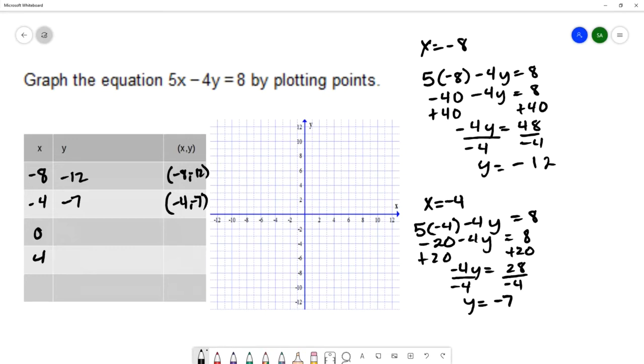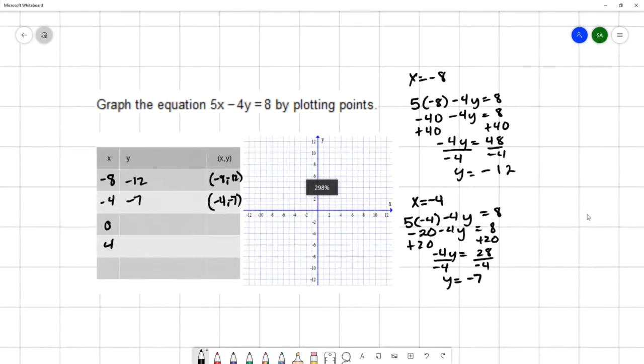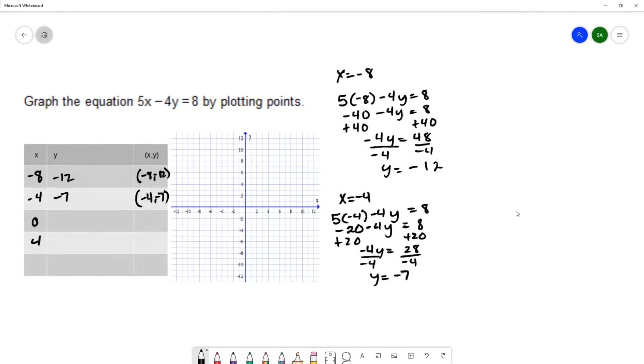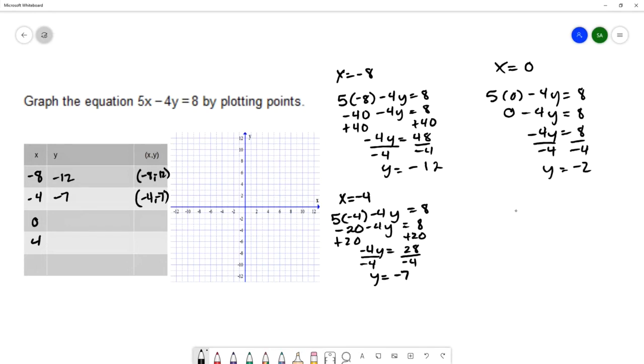I'm going to zoom out just a little bit so I have some more space. And we'll use an x value of 0. It gives 5 times 0 minus 4y equals 8. 5 times 0 is 0. 0 minus 4y is negative 4y. We'll divide both sides by negative 4, and y equals negative 2. So for x equals 0, we have y equals negative 2, and the ordered pair is (0, negative 2).